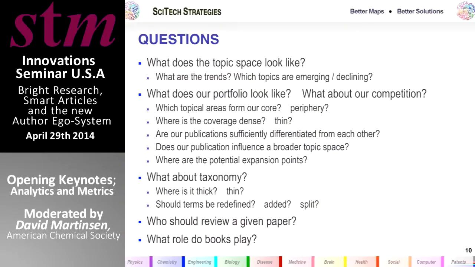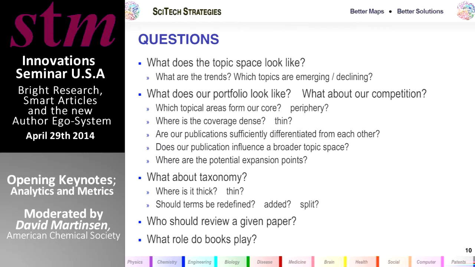So back to questions. And this mirrors pretty much what I had on the previous slide, so I'll just go through this very quickly. The first one is structure related. What does the topic space look like? What things are related to each other, what are the trends, what's emerging and declining. From a portfolio perspective, what topic areas are core to a particular portfolio, which ones are peripheral, where are things thick and thin and dense and not dense.